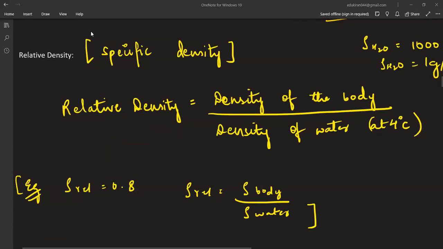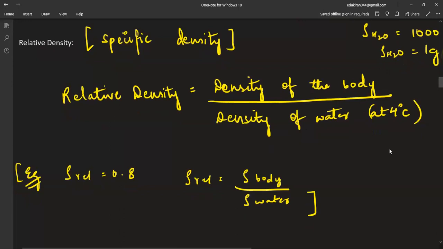Now, before we start with the U-shaped tube problems, you have to understand the concept of relative density. See, there is density of the body, there's density of water. Density of water, I've told you, 1000 kg per meter cube, 1 gram per centimeter cube. It's written on the corner. You can copy it down later.